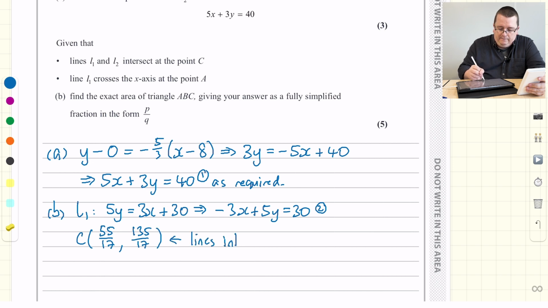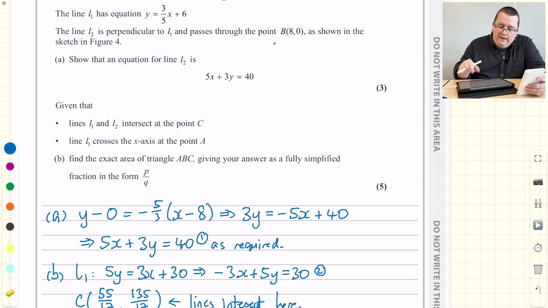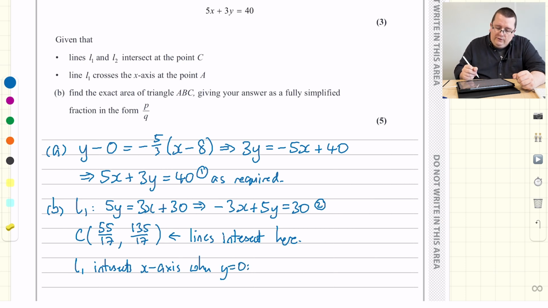So the lines intersect here. Okay, so I now know the coordinates of C. Now I just need to find the coordinates of A. In order to do that, I need to find out where line L1 intersects the x-axis. So, L1 intersects the x-axis when y is 0. So if I put y is equal to 0, I'm going to have minus 3x is equal to 30, so x is minus 10.